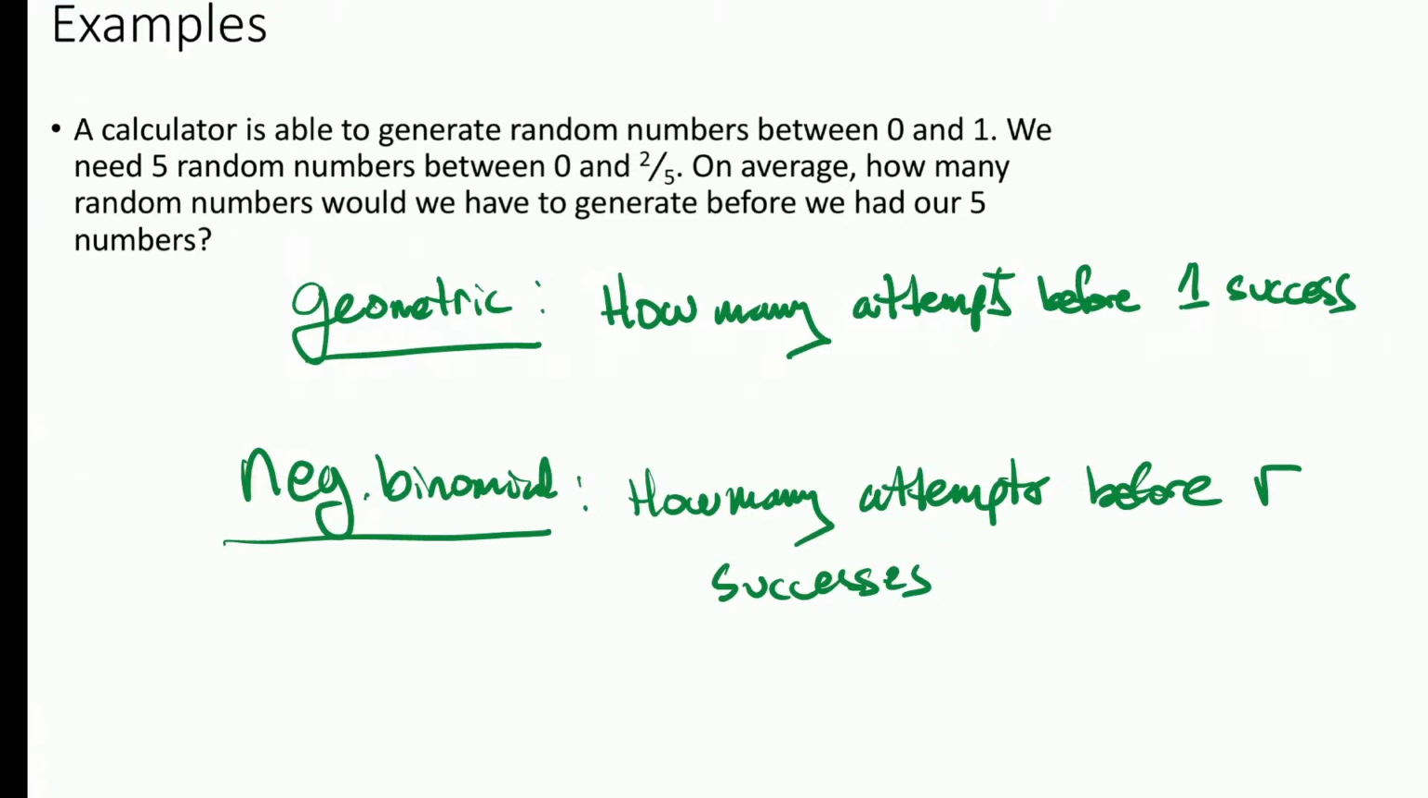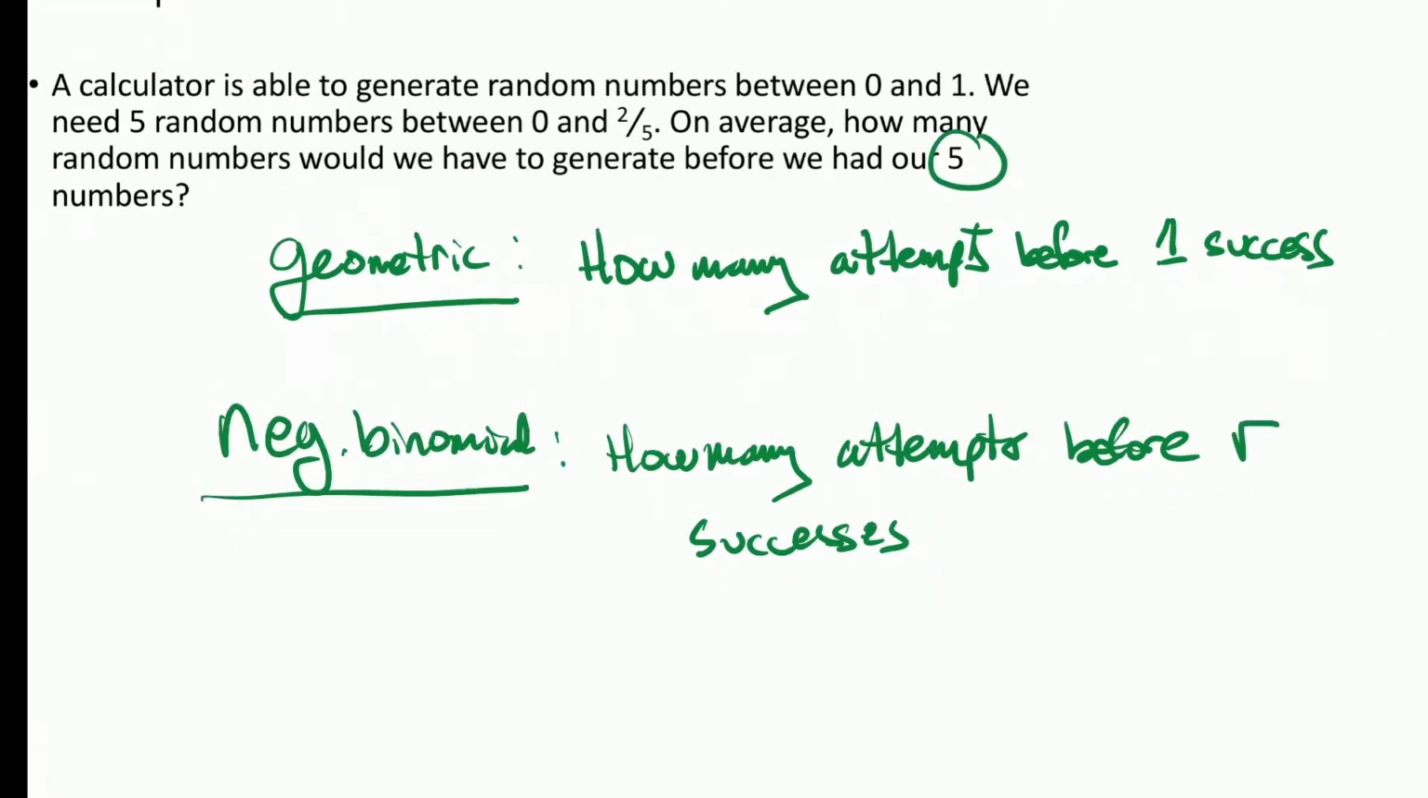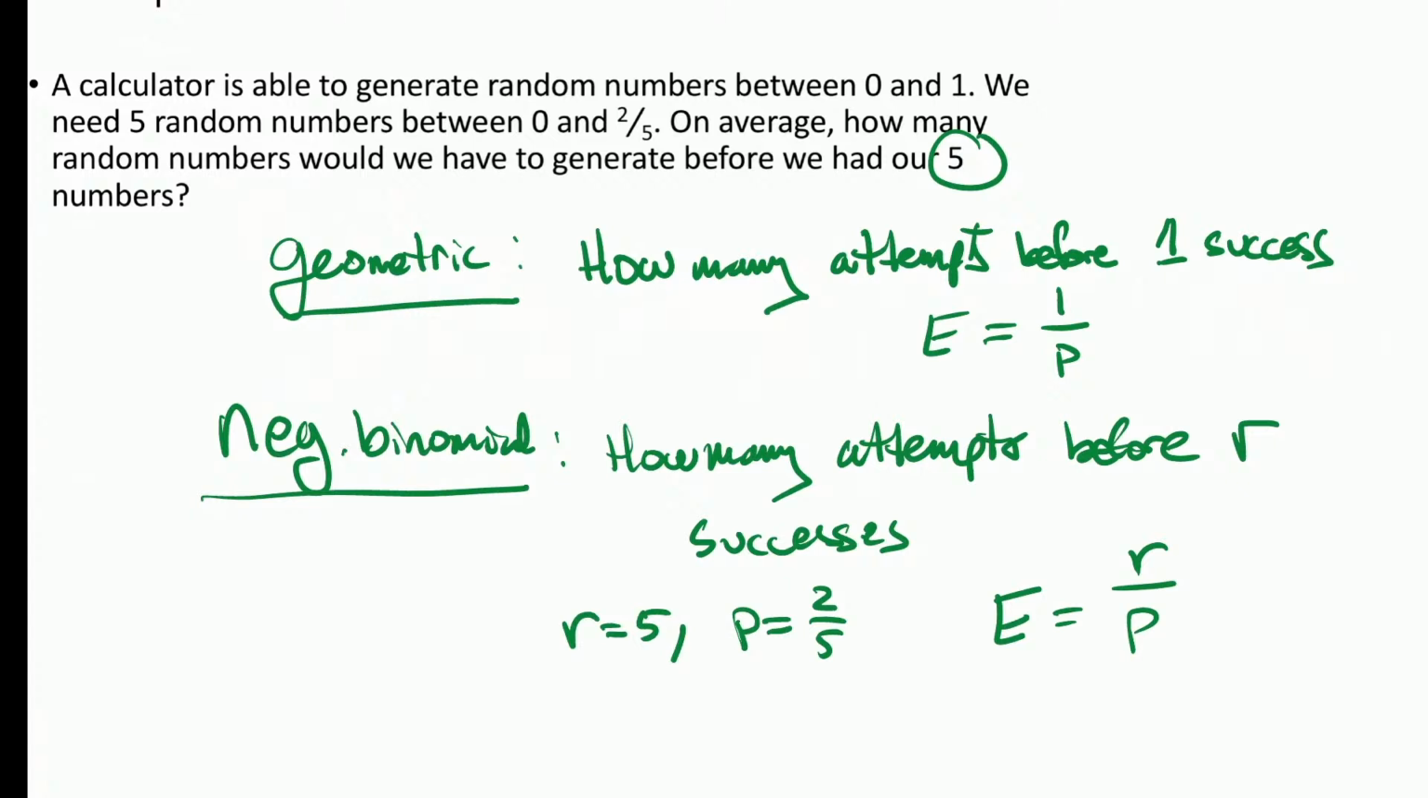So here, R is 5. And the probability of any individual success, P, is 2/5. And so using the negative binomial formula, the expected value of a negative binomial random variable is R over P. By the way, the expected value for geometric, just to remind you, is 1 over P. So how many times am I going to have to do this? Well, I just take 5 and divide it by 2/5 and I'm done.